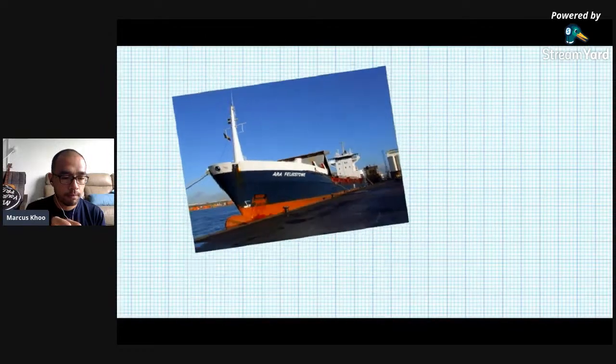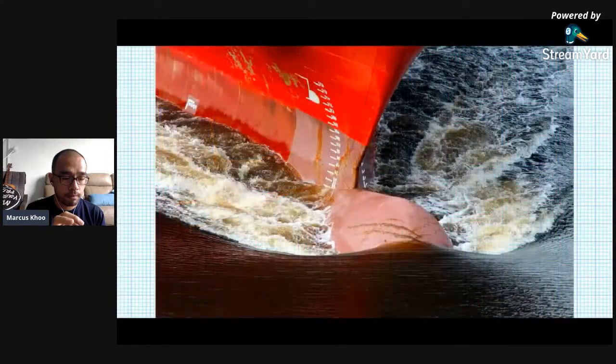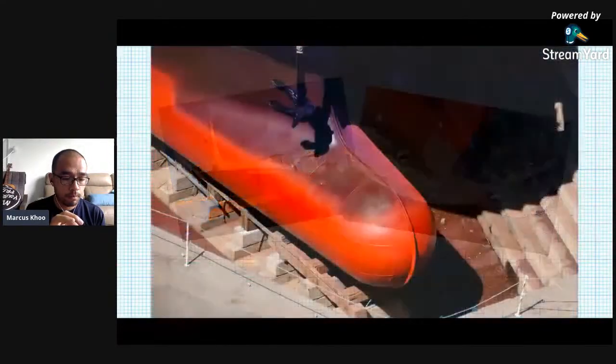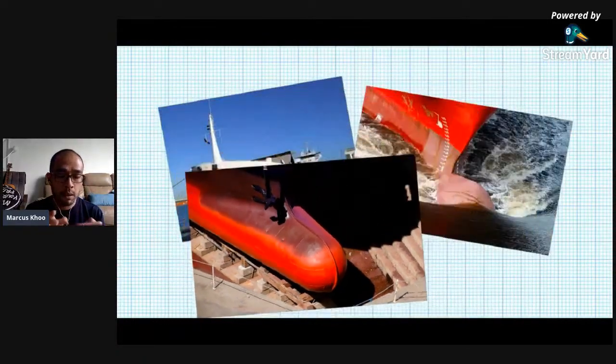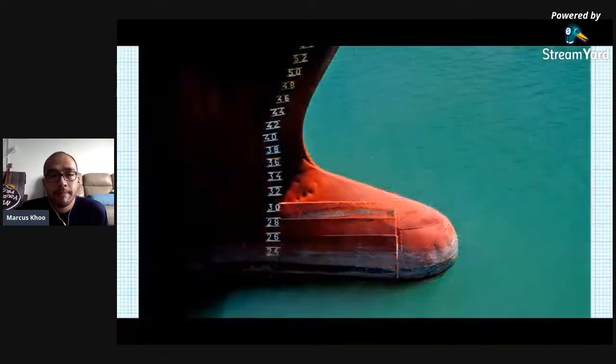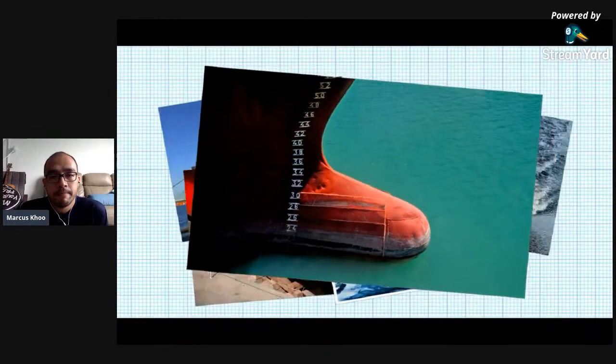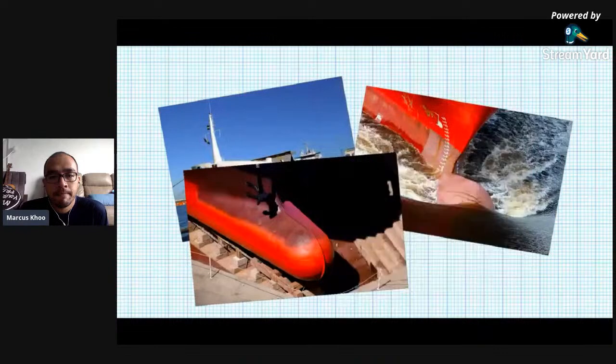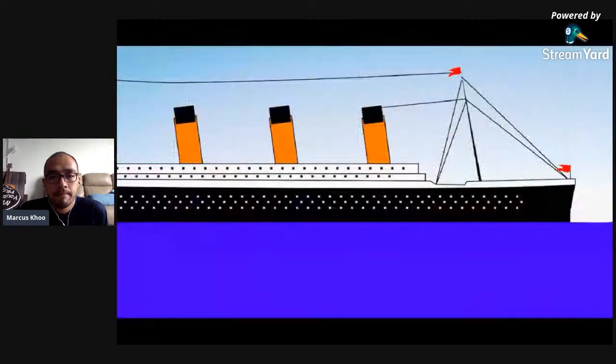Looking at these different pictures, you can see the ships are all different sizes. Just like the ships, the bulbous bows are also all different sizes. They're all designed specifically for the ship in which they are fitted, and they're all designed to serve one main function. To understand a bulb, let's first consider this vessel which does not have a bulb fitted.